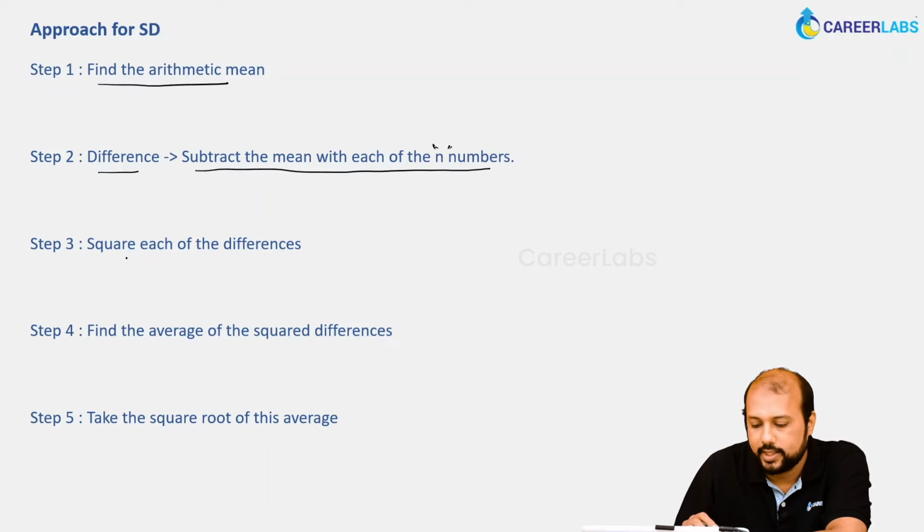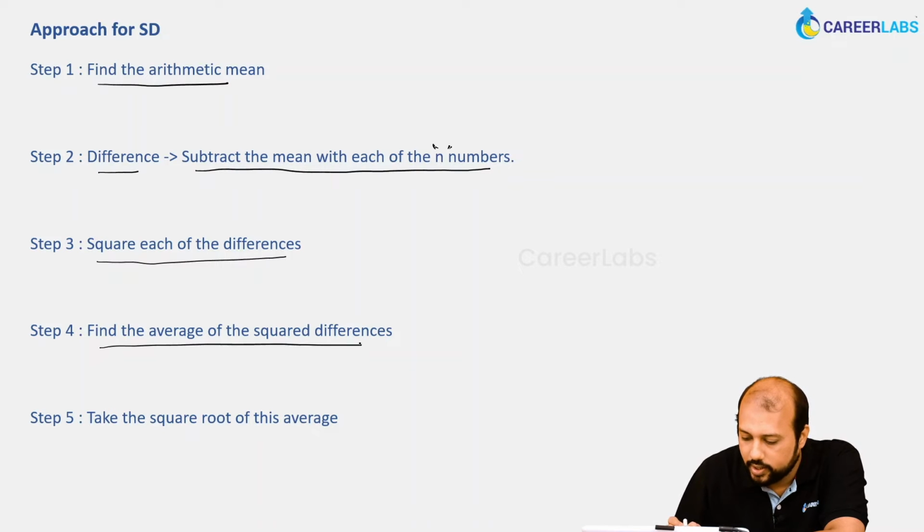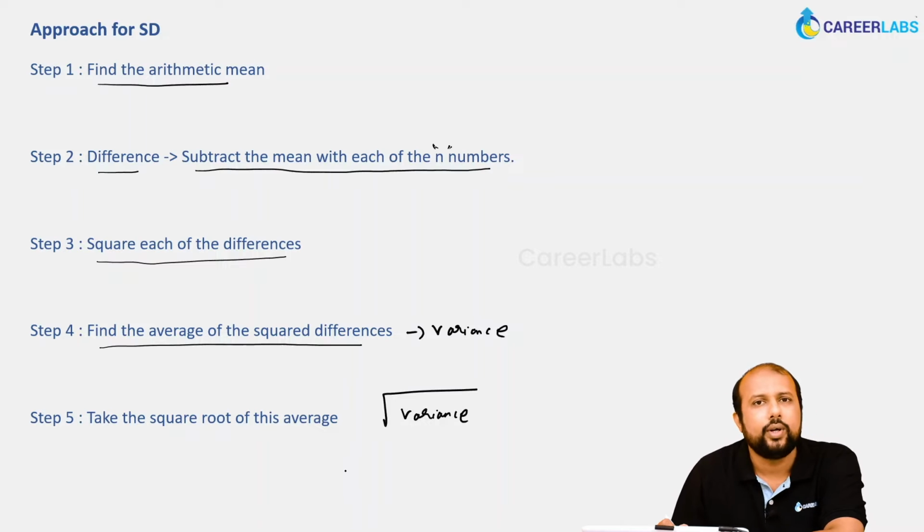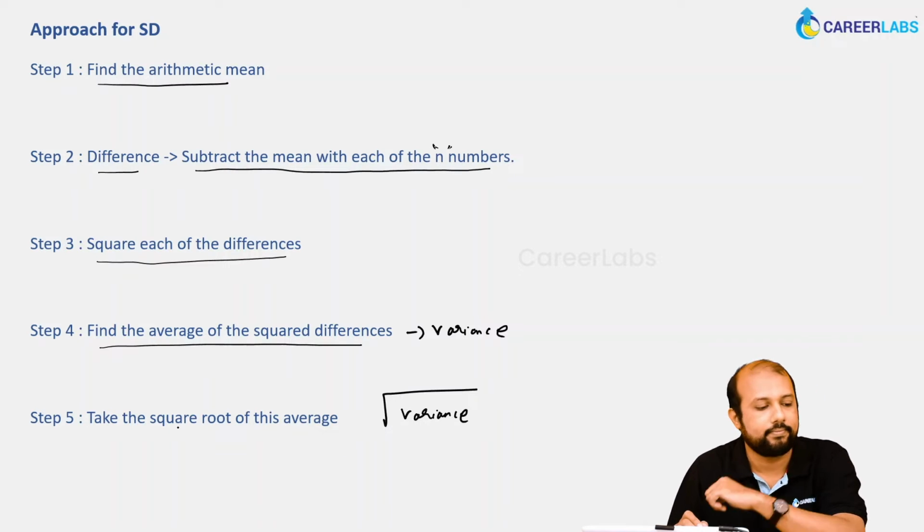Next, square each of the differences. You know that variance is nothing but the average of the squared deviations, right? So first you square each of the differences, then you find the average of the squared differences. This step will give you the variance of the given list. Now taking the square root on the variance will give you the standard deviation. Now let's try to take an example and understand all these 5 steps.